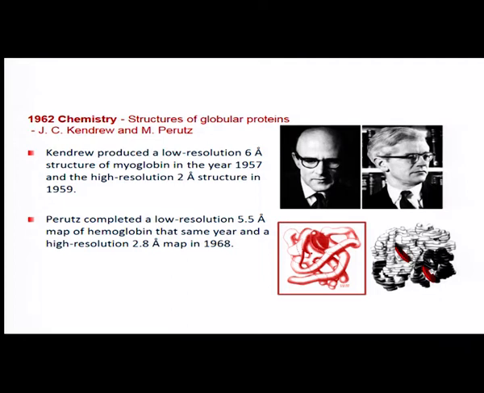The 1962 Chemistry Nobel Prize went to Professors Kendrew and Perutz for solving the structure of globular proteins. So, these are the first proteins for which a Nobel Prize was given for solving the structure. Kendrew produced a low resolution 6 angstrom structure of myoglobin in 1957 and a high resolution 2 angstrom structure in 1959. Perutz completed a low resolution 5.5 angstrom map of hemoglobin in the same year and a high resolution 2.8 angstrom map in 1968.